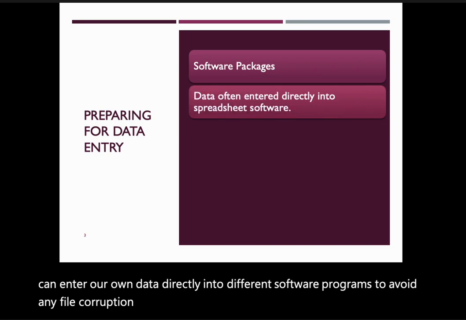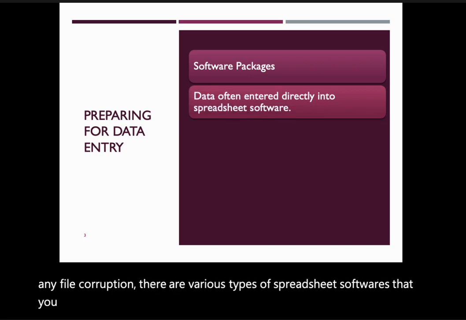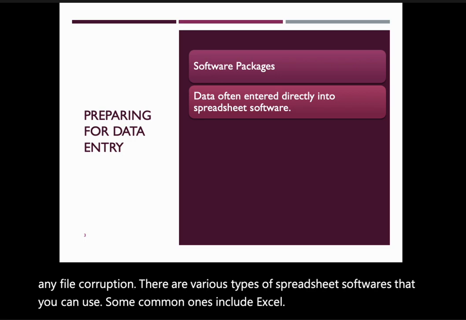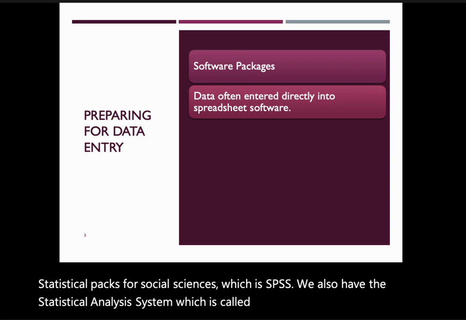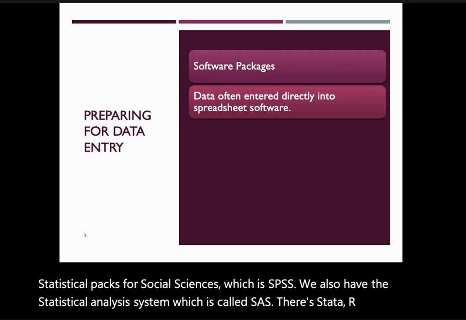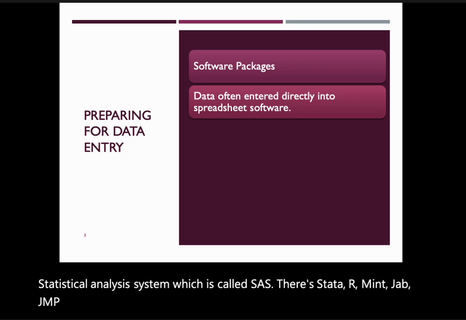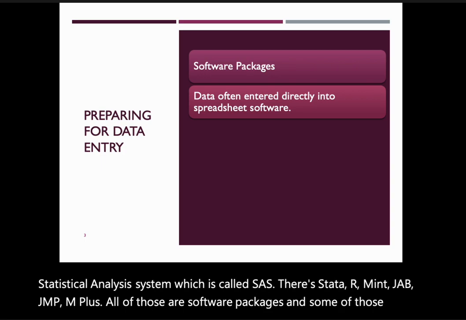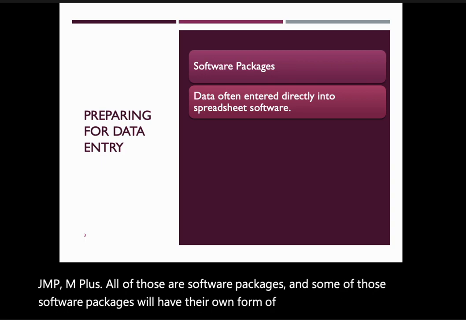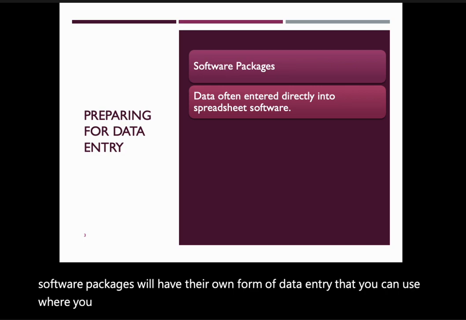There are various types of spreadsheet software that you can use. Some common ones include Excel, the Statistical Package for the Social Sciences, which is SPSS. We also have the Statistical Analysis System, which is called SAS. There's Stata, R, Minitab, JMP, Mplus. All of those are software packages, and some of those software packages will have their own form of data entry that you can use where you're manually putting in your data.